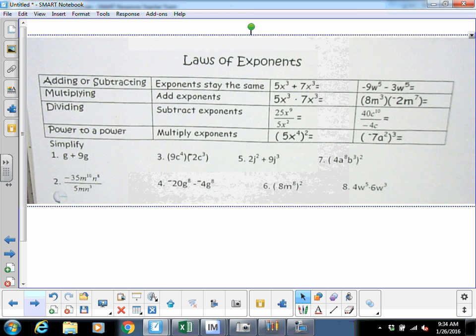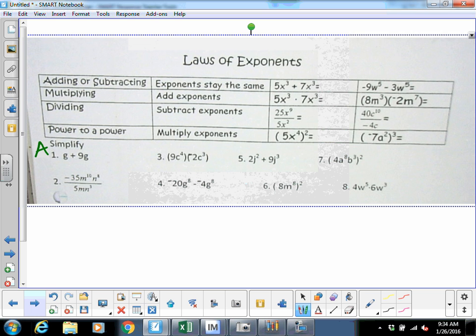Okay, so the first thing I want to do here is let's look at the top row, numbers 1, 3, 5, and 7. I just want to look at the problem, and I want you to tell me, are we adding, subtracting, multiplying, dividing, or power to a power? So what do you think, number 1, we're doing? We are adding our terms, right?